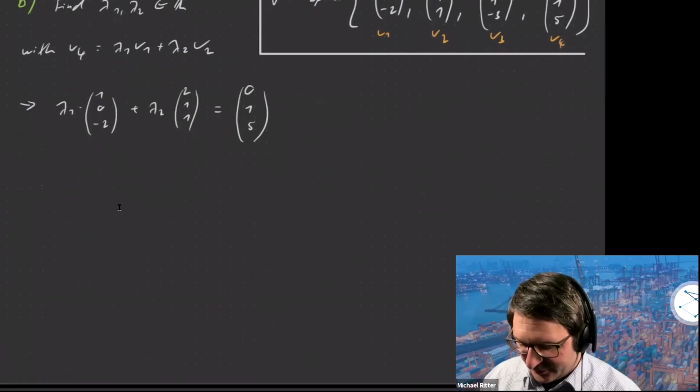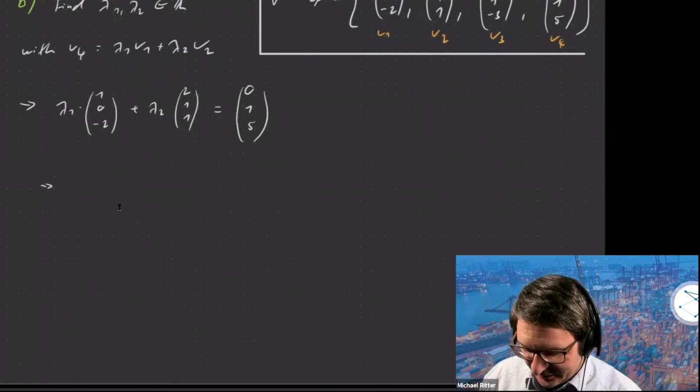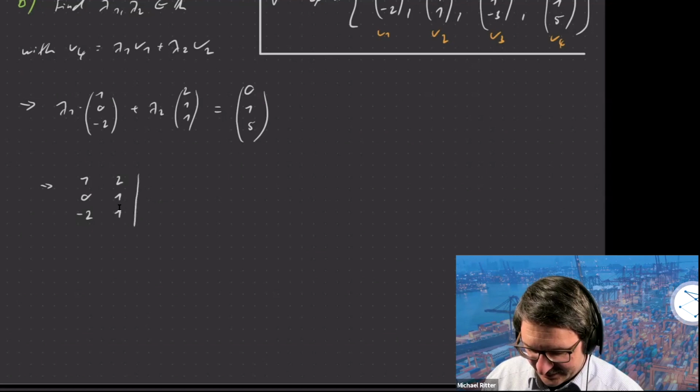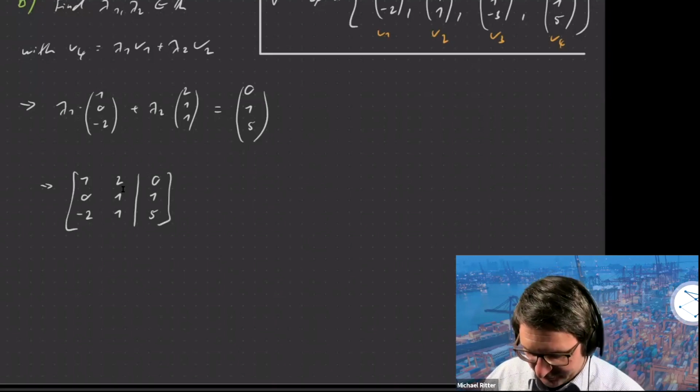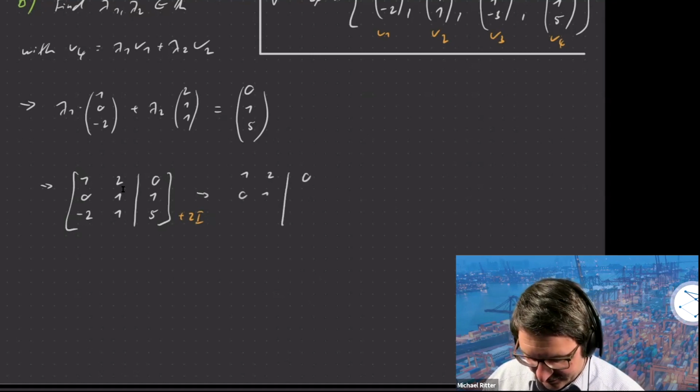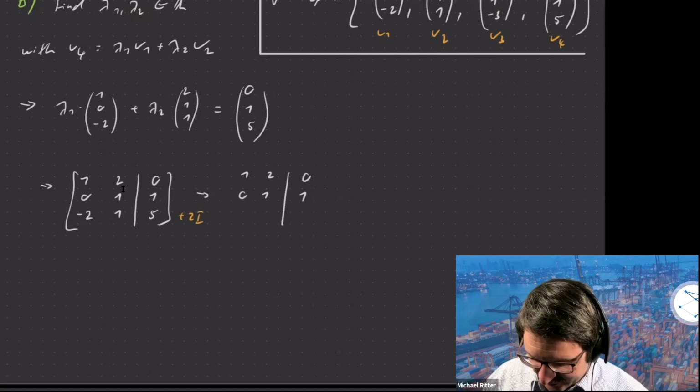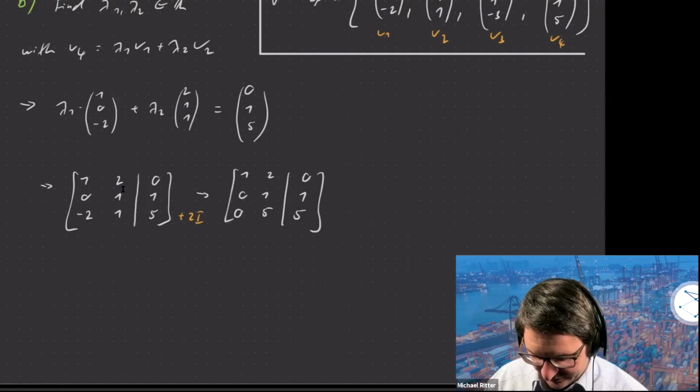I won't write out that system. I just go to tableau form straight away. That means we have to solve this system with the right-hand side of (0, 1, 5). And that shouldn't be much of a problem. Again, we'll add 2 times the first row to the last one. And we get 1, 2, 0. So the first row isn't changed. The second row is not changed either. And the last row becomes 0. And 1 plus 2 times 2, 1 plus 4 is 5. And 5 plus 0 is again 5 here on the right.